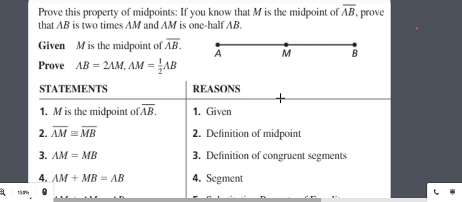For the first one, first explain the statement. The property of the midpoints: if you know that M is the midpoint of a line AB, prove that AB is... This is not a line. This is a line segment. There exists no midpoint for a line.